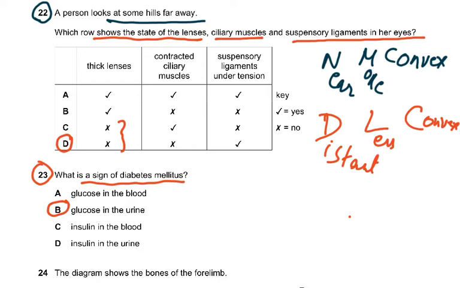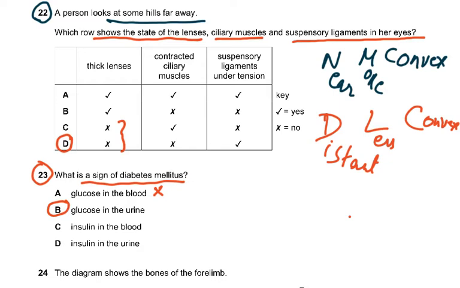So please understand this. What is a sign of diabetes which you can check? You see glucose in the blood. Why is that wrong? Is because we all have glucose in the blood. In diabetes, what happens is a higher level of glucose in the blood. Insulin in the blood is present all the time. Insulin is not present in the urine. It's actually converted to something else and then removed in the urine. So glucose, sign of diabetes.